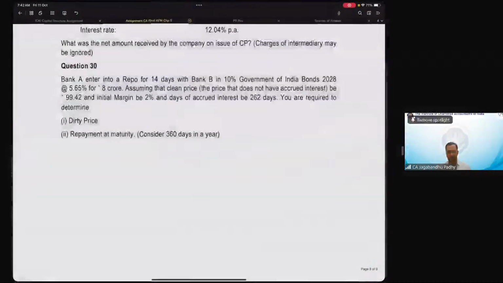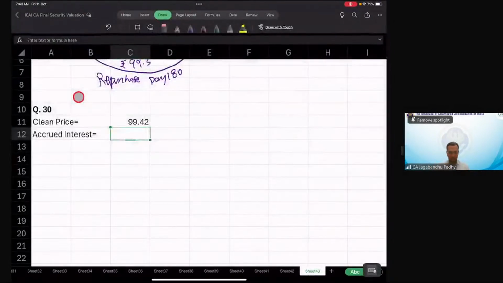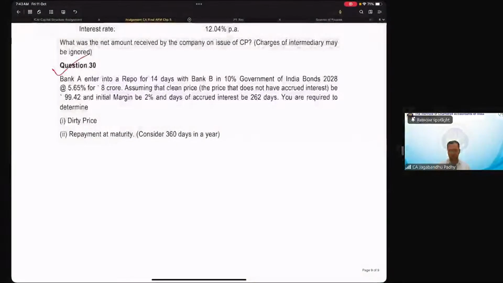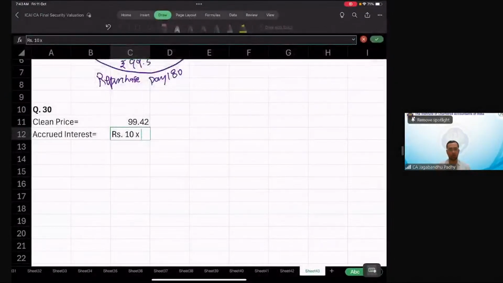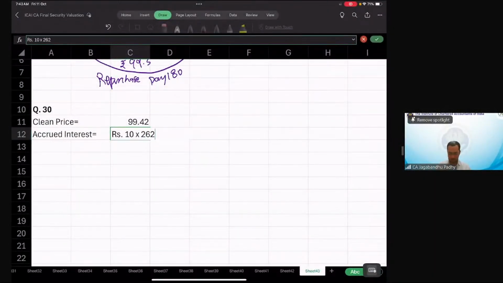So accrued interest will be simply computed as 10%. Obviously, if it's 99.42, we can assume that the face value is 100. So accrued interest will be 10%, or we can say just rupees 10, multiplied by, what is the number of days? 262, right? So it is 262 divided by 360.